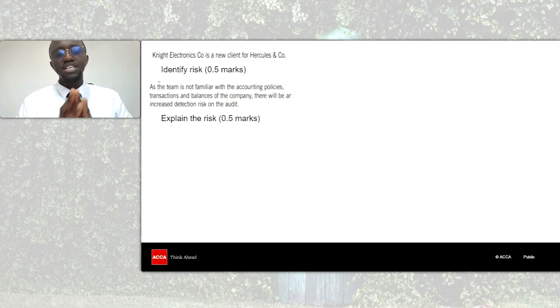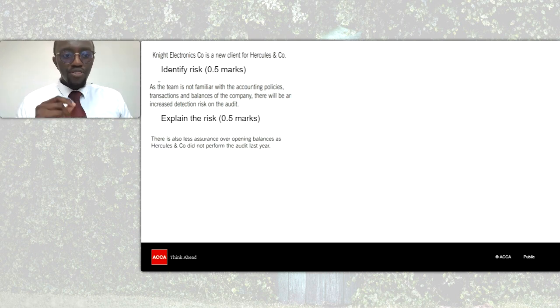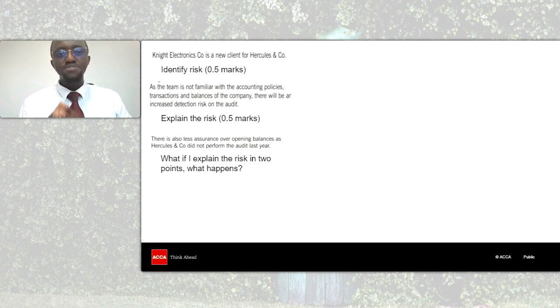All you've done is you've just stated a component of the risk. I hope that's clear. Now we come to this part, and I say here, what if I explain the risk in 2 points? Because you see, there's the part of detection, and there's the part where we're not so sure about the opening balance. What happens here?